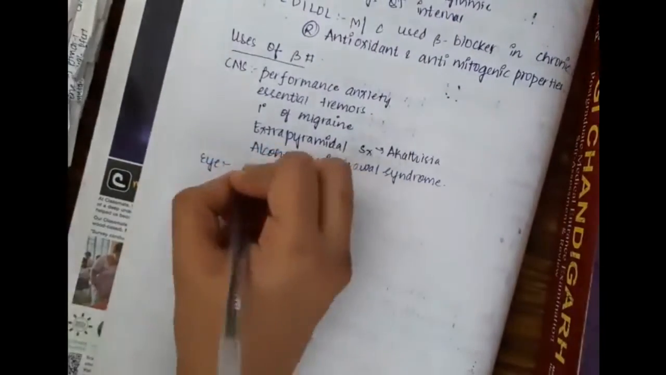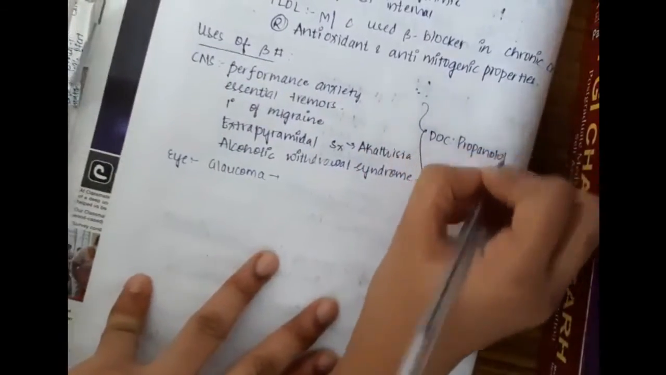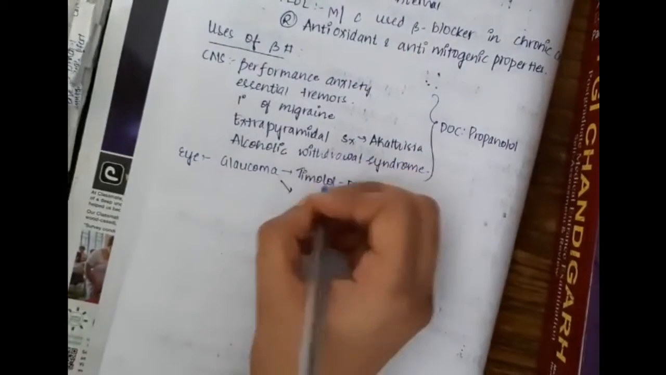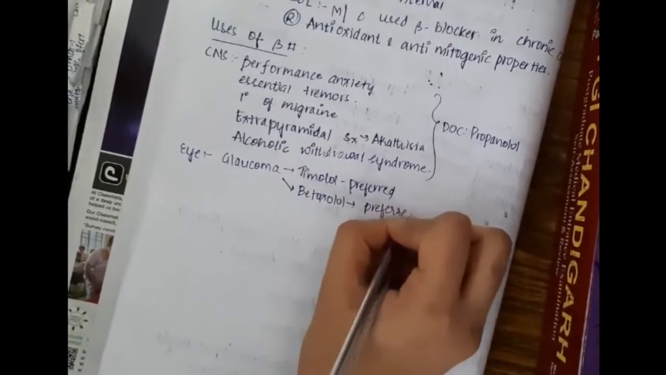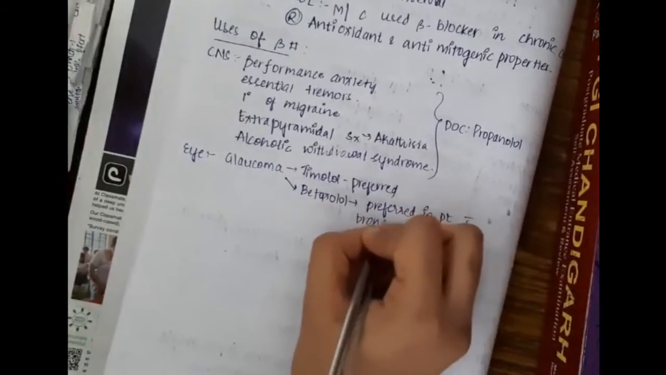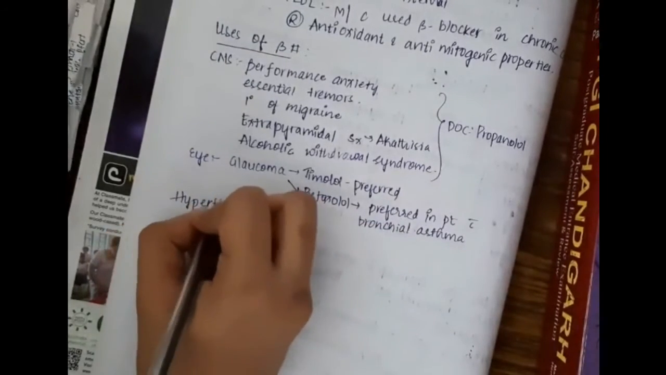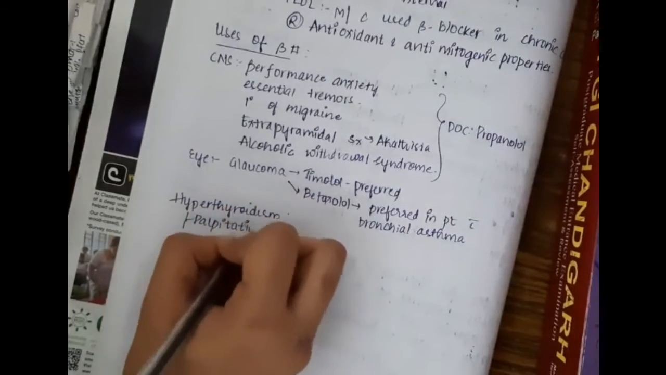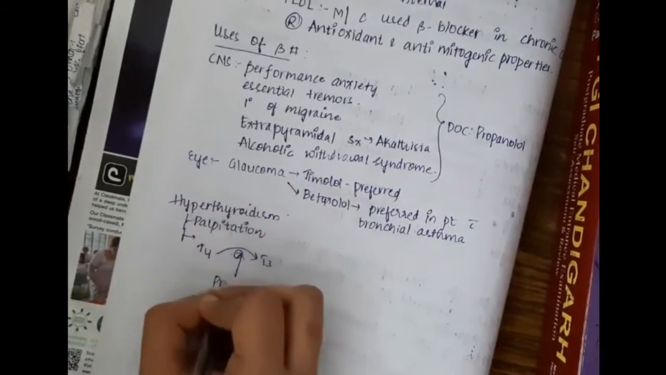In the eye, that is in glaucoma, timolol is the drug which is preferred. Betaxolol is preferred in glaucoma in patients with bronchial asthma. Then hyperthyroidism can cause palpitations, and these palpitations can be decreased by propranolol.